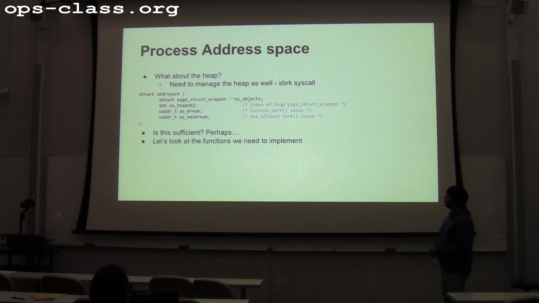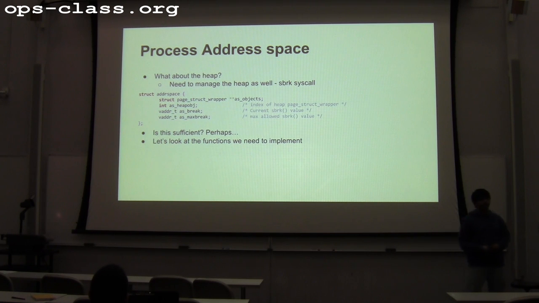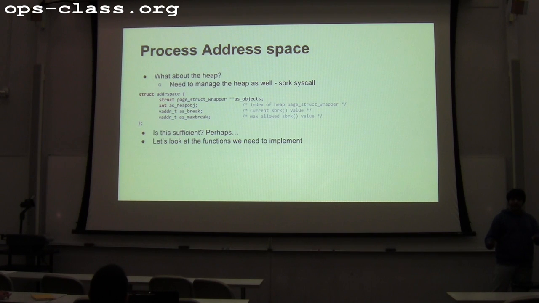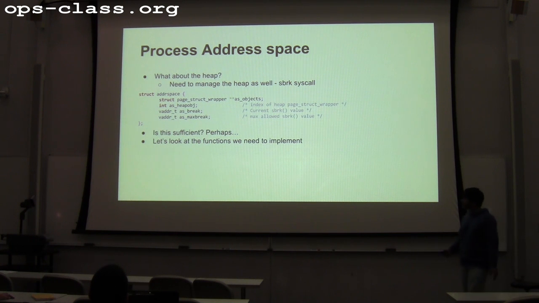Okay, but then what about the heap? Because we have to allocate stuff on the heap as well, right? The heap will again become one of these objects. And the heap is managed by a call to sbreak. We'll handle this call later, so I won't go into too much detail about the heap, but the trick is that the heap itself is a collection of pages, just like I mentioned. And calls to sbreak, in the worst case, have to manipulate this array of pages, or collection of pages, right?